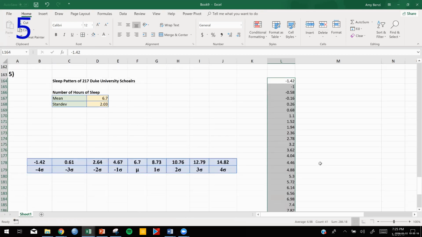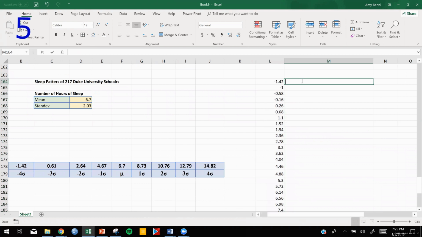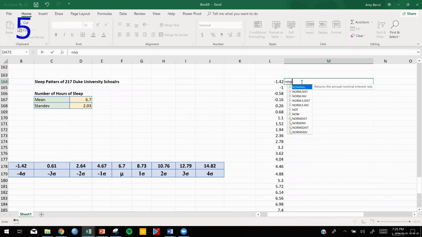I'm going to leave it big because the next thing we're going to do is put in an equal sign, and we're going to type normal, because I'm going to try to make this into a normal distribution. So we are going to use right here where it says normal distribution, and it asks us for some information. It wants the x value. Well, the x value is going to be the number to the left of this. So in this case, it's negative 1.42, comma.